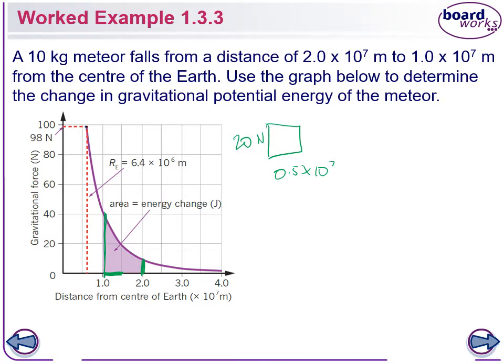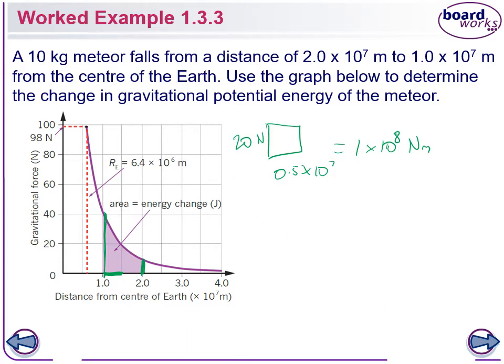2 times, so 1 times 10 to the 6. No, 10 to the 8, that's even better. Yep. 1 times 10 to the 8. And our units are Newton meters, which are the same as joules. So each block is worth 1 times 10 to the 8 Newton meters or joules.